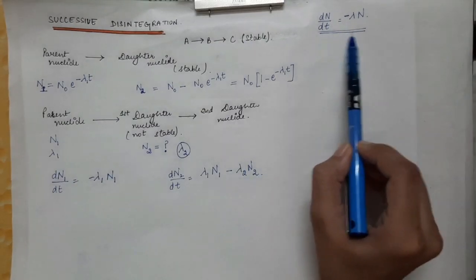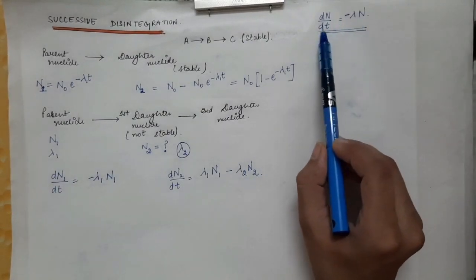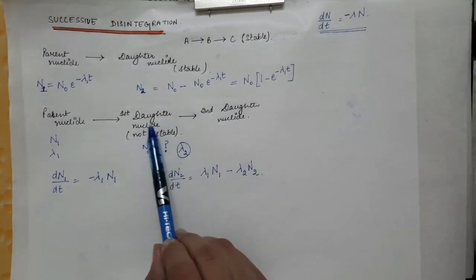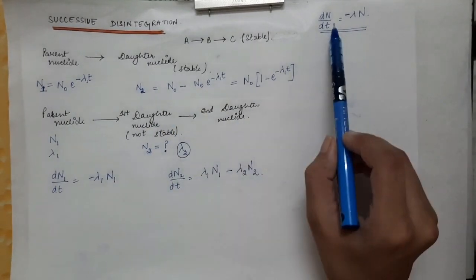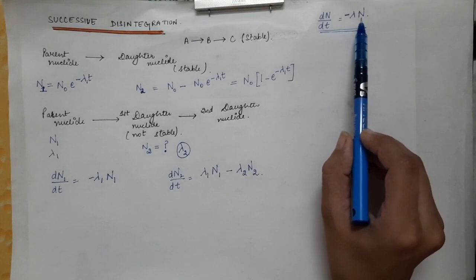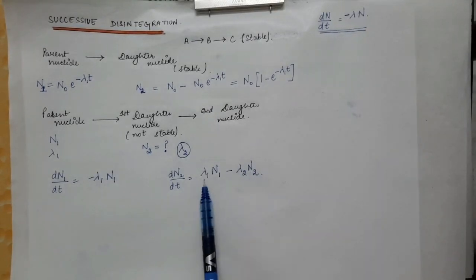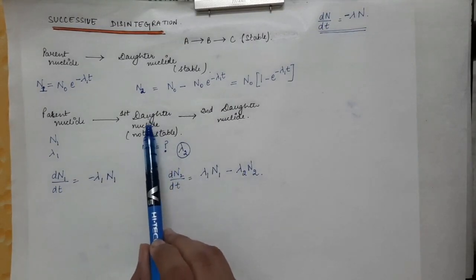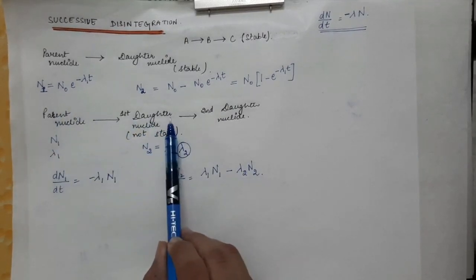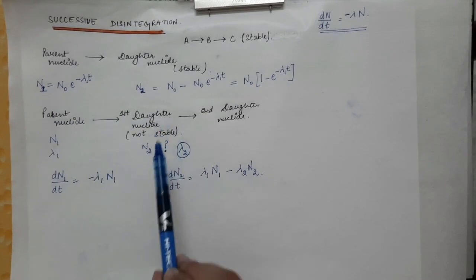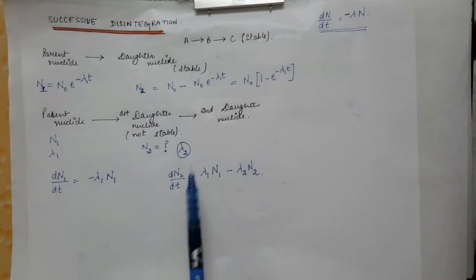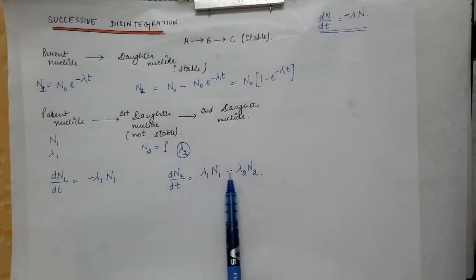This comes from the formula that when any nuclei decays, it decays by minus lambda into capital N. Therefore we have minus lambda 2 N2, and here we have plus lambda 1 N1, because the daughter nuclei is getting formed because of the first decay process, and it is decreasing due to the second decay process. Therefore here we have a positive sign, and here we have a negative sign.